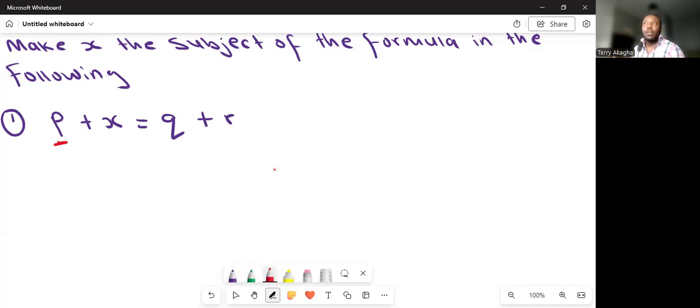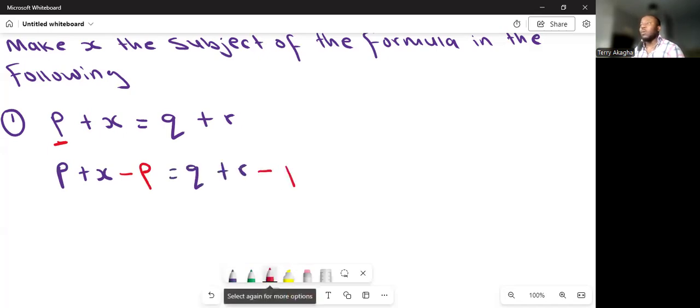Is that making sense? So if you're going to subtract P from the left-hand side, you have to subtract P from the right-hand side. So that is going to give us P plus X, then we subtract P so that the P can go away, will be equal to Q plus R. And also you subtract P. So you can see the essence of this is that anything you do to the left-hand side, you do to the right-hand side. And when this happens, P minus P will cancel out.